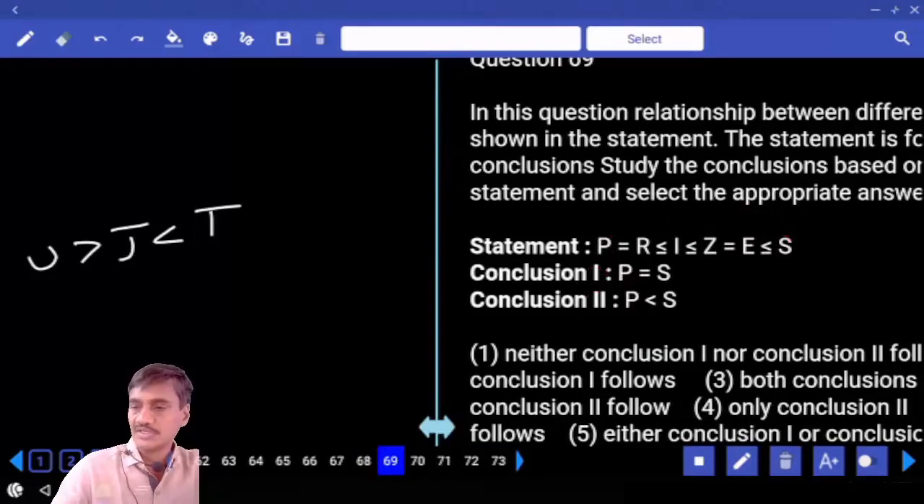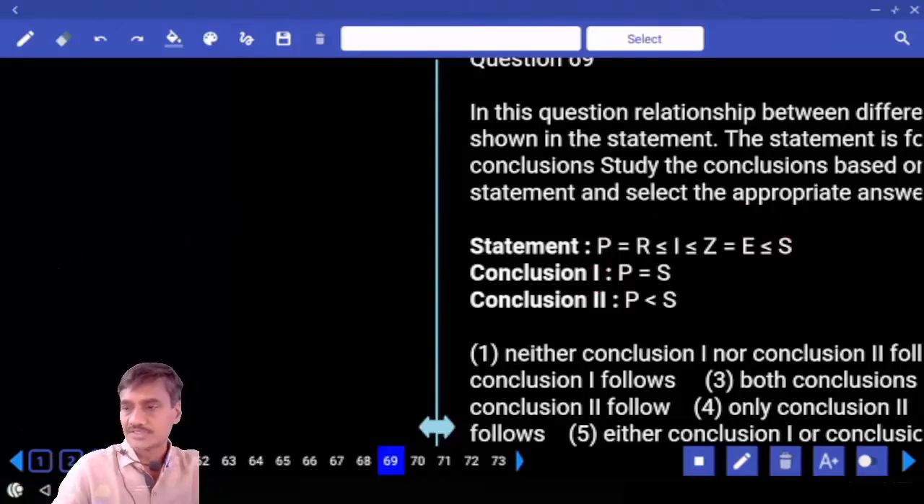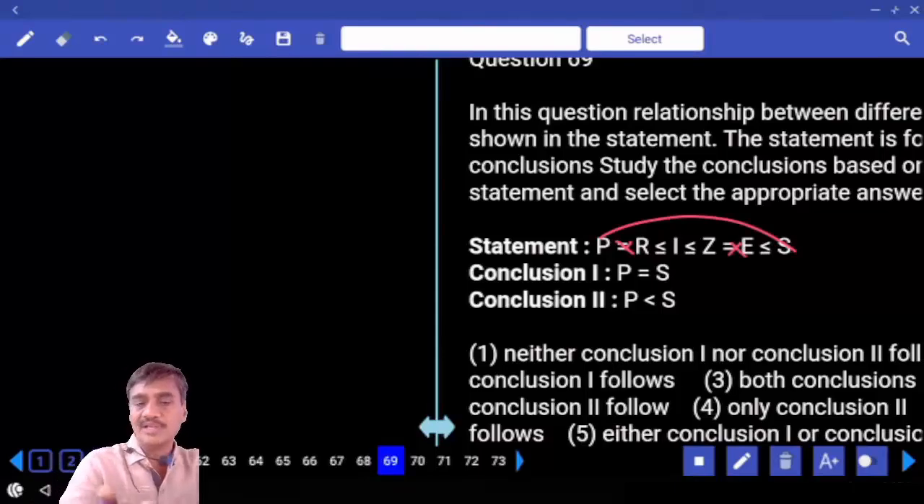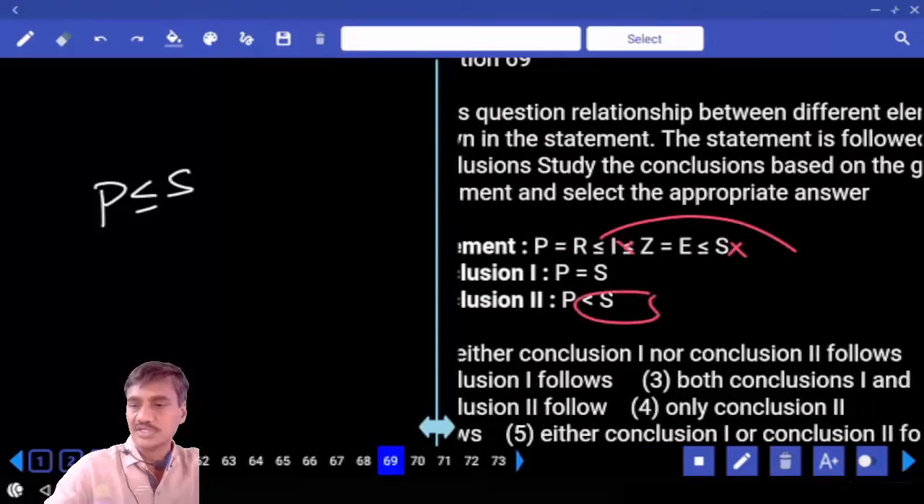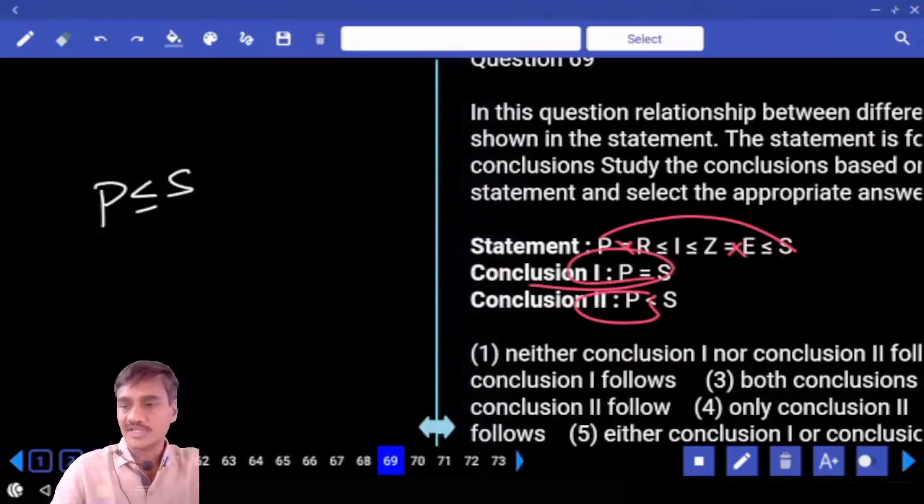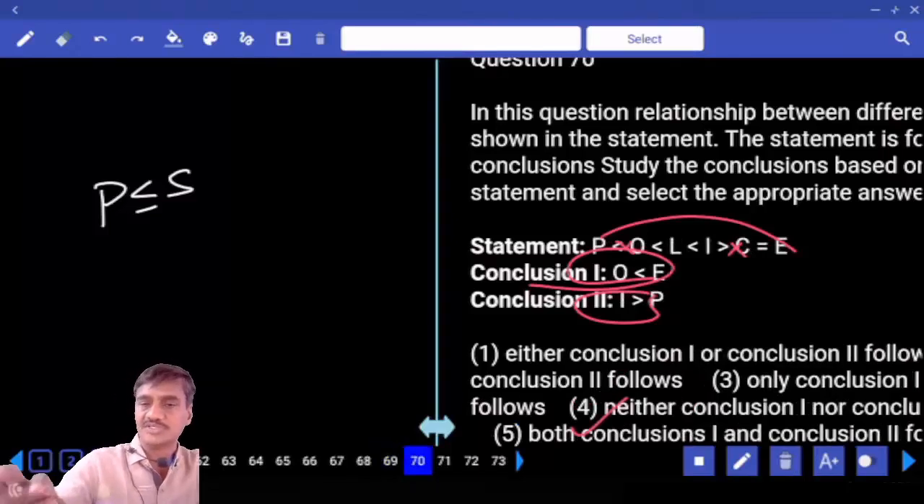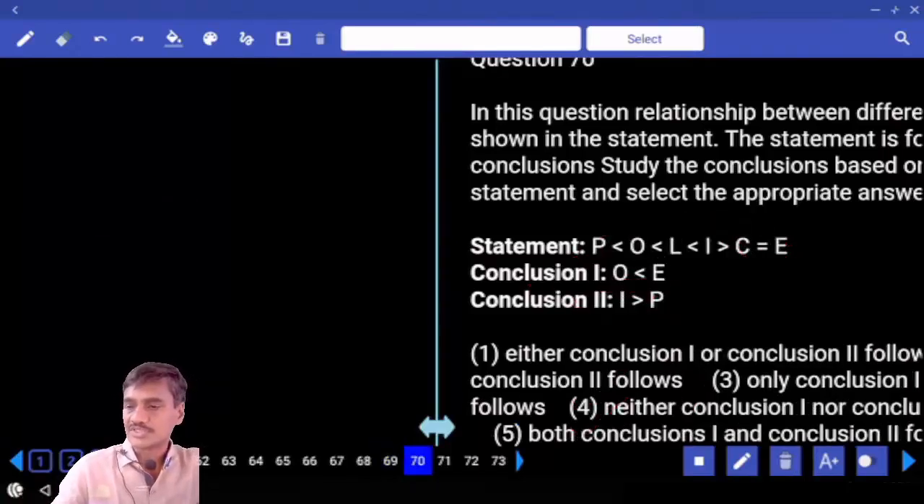Then 69, the relation between P and S. Now between P and S, forget about this symbol, equals to P lesser than or equals to S. That means P is either lesser than or equals to, either one or two, choice 5, question number 69.